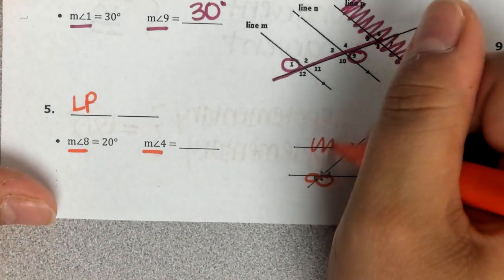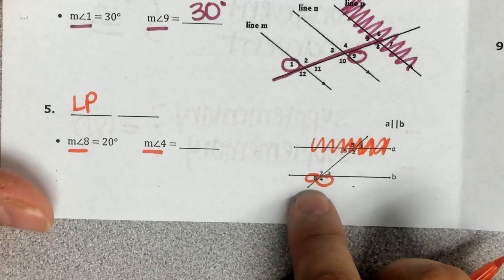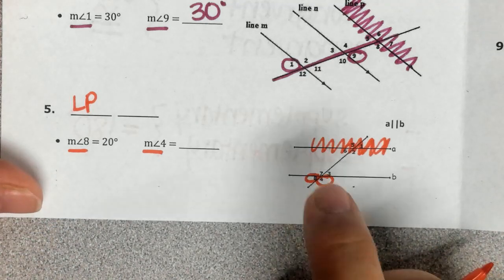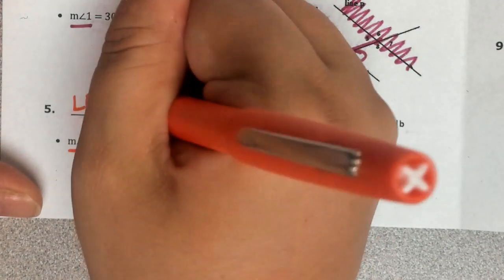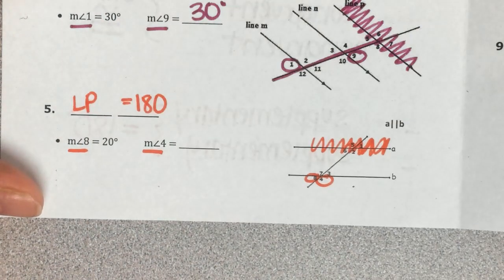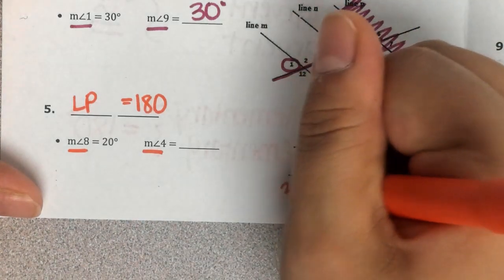Because we don't even need this top one. Y'all, if you only have one little section, then that's going to be a linear pair or vertical angles. What do we know about a linear pair? What do we know about a line? It equals 180. So how do I find angle 4 if I know angle 8 is 20 degrees?